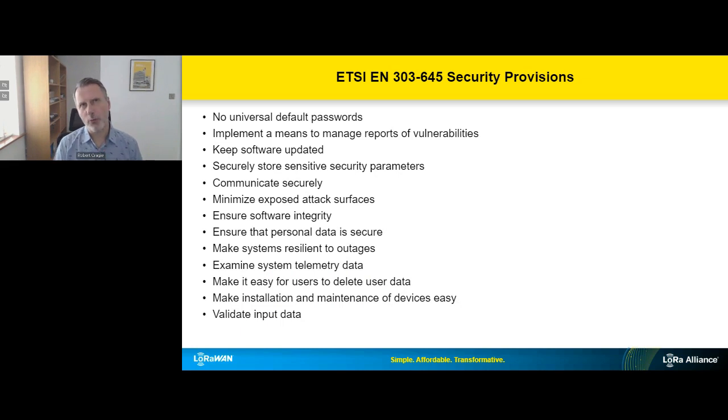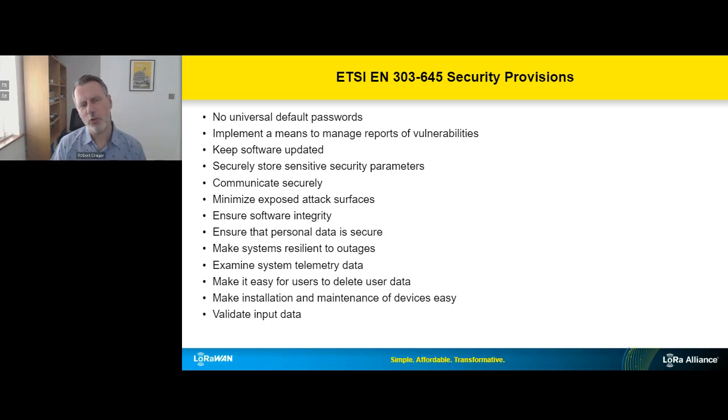So just to quickly run through what's in the 303645, and as I said, this is an example which would apply to the NIST 8259 as well. Again, the language will be different slightly, but essentially the same sort of provisions. So no universal default passwords. Again, you don't want sort of baked in admin, so anyone can access it easily. If you're going to use passwords in these devices, which is typically not for LoRaWAN probably, but maybe in certain circumstances, again, you want to make sure you have an initial randomized default password.